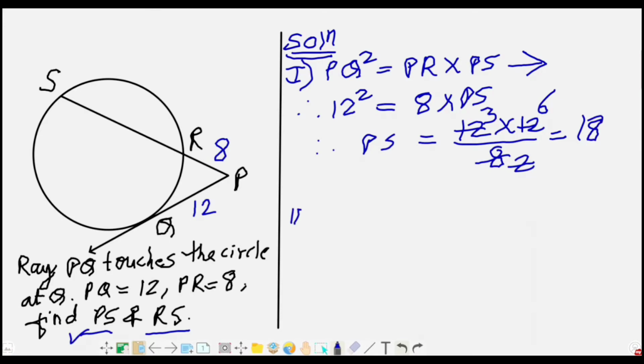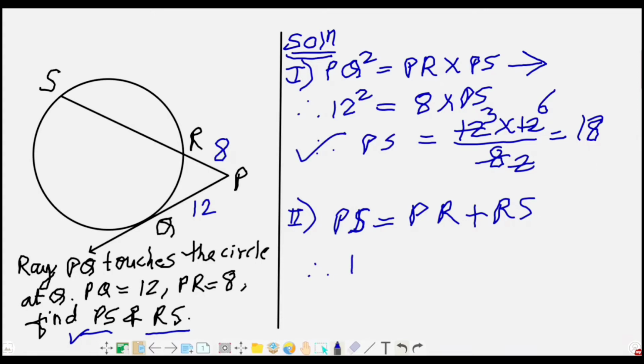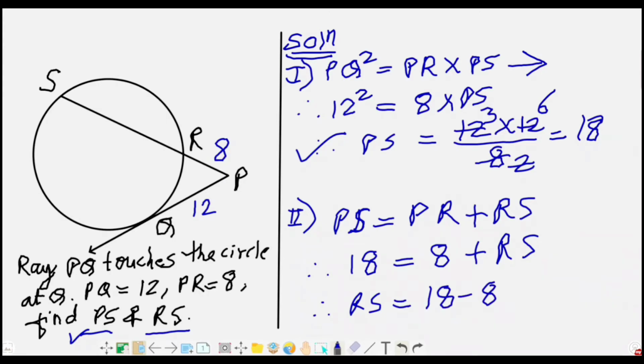Now the second distance asked is RS. When you look at the figure, your PS is made up of two segments, PR plus RS. Your PS you have calculated just now. It's 18. PR is given 8. So now you can easily calculate RS. So your RS will be 18 minus 8, that is equal to 10. So this way you can calculate both the distances.